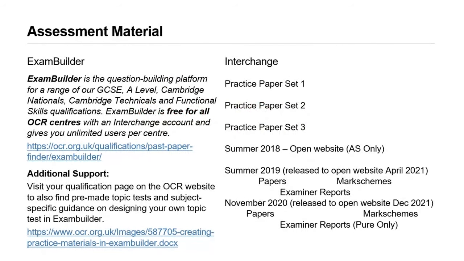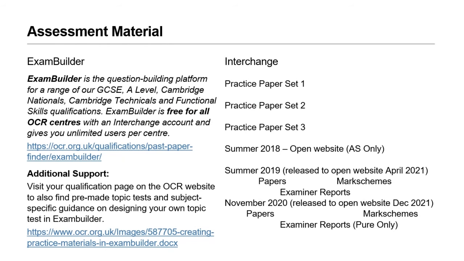A reminder first that there are plenty of practice papers or past papers that can be used to help with your students. Some of them are only available on Interchange, OCR's secure website, for which you need a password, which your exams officer can provide for you. And some of them are available on the public-facing OCR website.